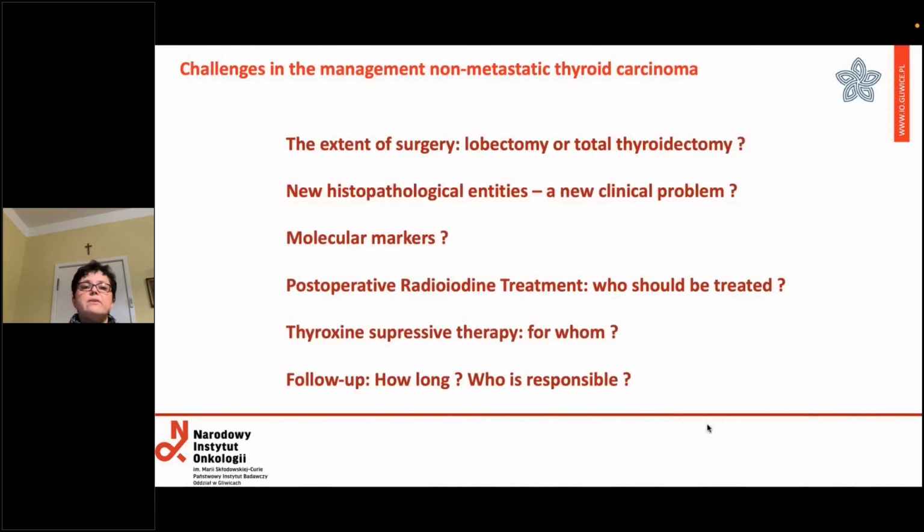There are some other very important questions regarding daily management of non-metastatic thyroid carcinoma. The questions related to the extent of surgery, lobectomy or total thyroidectomy, depending on tumor size, new histopathological entities. It is a new clinical problem and a real challenge to diagnose them and to follow them up. The question about molecular markers, which are helpful in such patients.